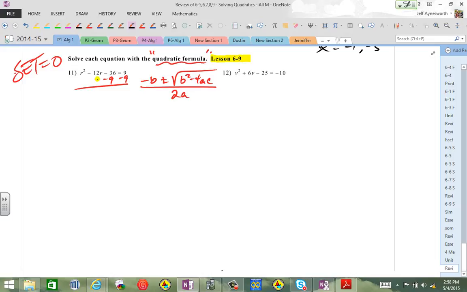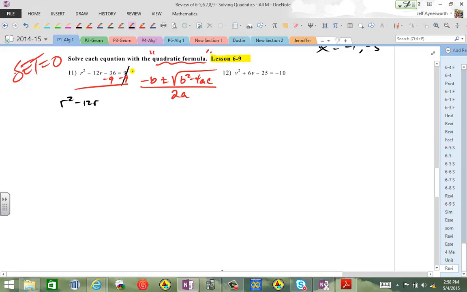R squared minus 12r, and these now are 0. Now the right side is 0, and you get minus 45 here equals 0. Okay, so now here's A, here's B, and here's C. So A is 1, B is negative 12, and C is not negative 36, it's negative 45. So let me do it right this time.